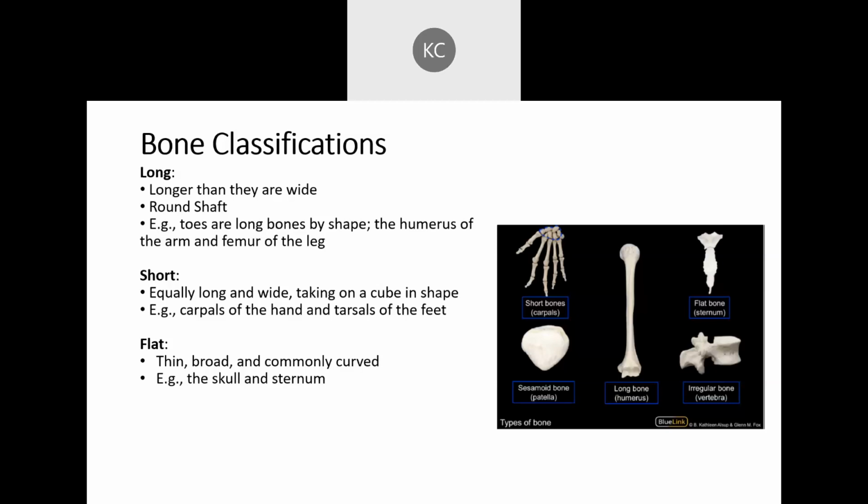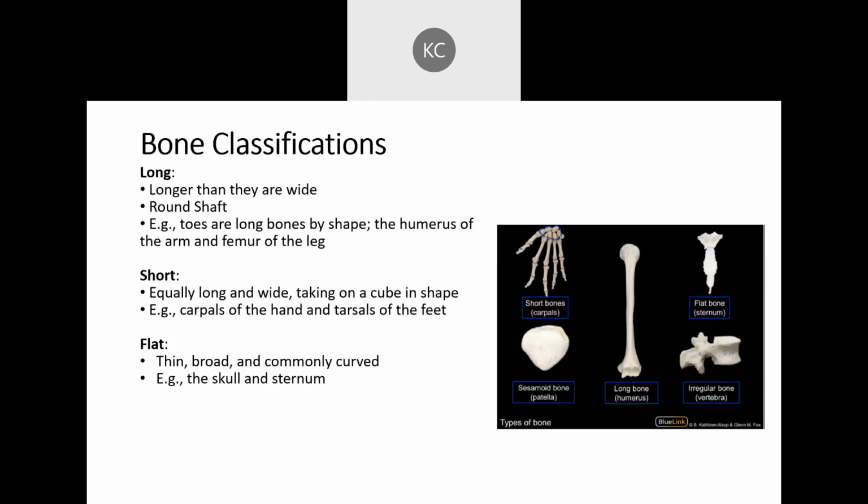Now, when a bone is roughly as long as it is wide, so it's equal in those, it's kind of cube shaped, you call it a short bone. These are the bones that make up our wrist and our ankle, so the carpals of the hand and the tarsals of the feet. If we look here at the hand, you can see the carpals, and you'll learn the specific carpals when you do things in lab, and you'll learn the tarsals as well. But I almost like to think of them as pebble shaped.